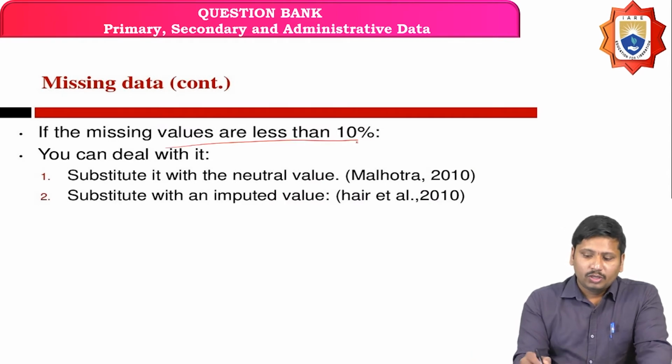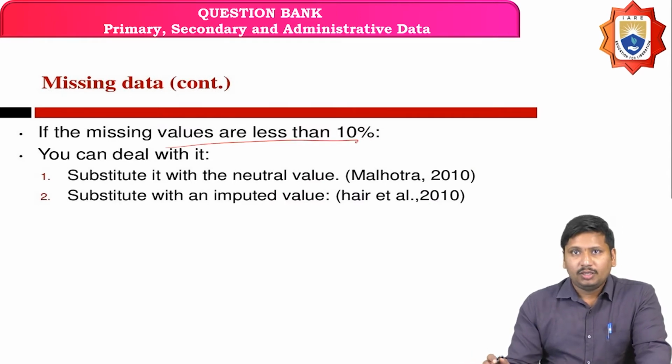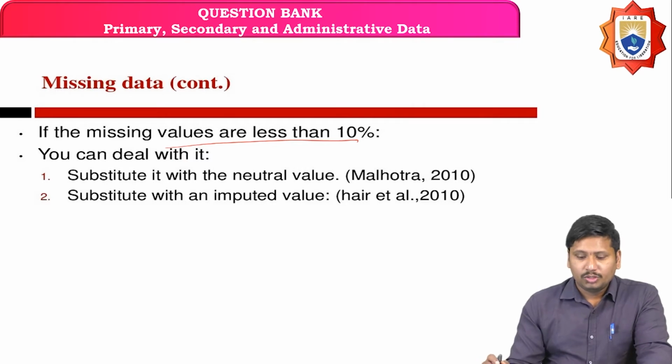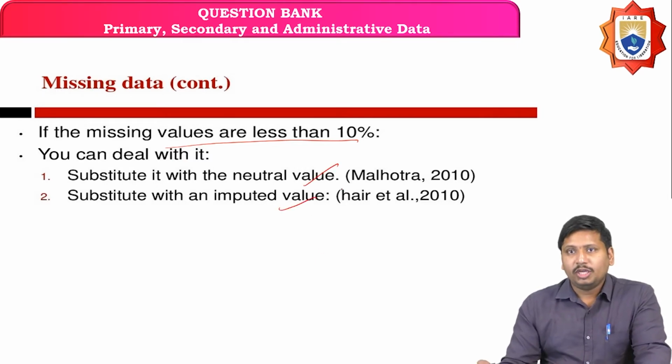If the missing values are less than 10%, then you can delete them. How to do it? You can substitute with a neutral value, or you can substitute with an imputed value, right? So when the missing data is less than 10%, what we have to do is substitute that missing data with a neutral value or an imputed value.